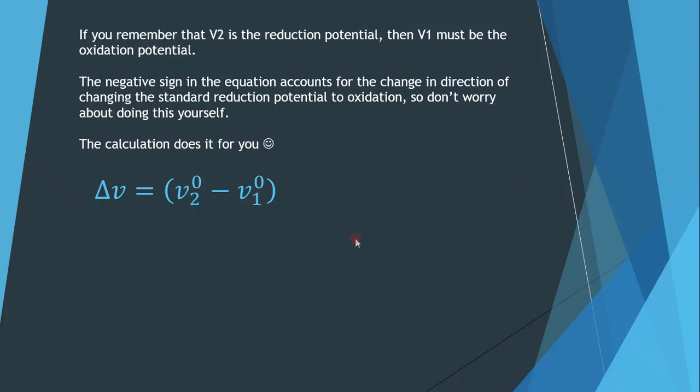So, if you remember that V2 is the reduction potential, then V1 must be the oxidation potential. The negative sign in the equation accounts for the change of direction, from changing the standard reduction potential to oxidation, so don't worry about doing this yourself. The calculation does it for you. All you need to do is plug in the voltages on the EMF series.